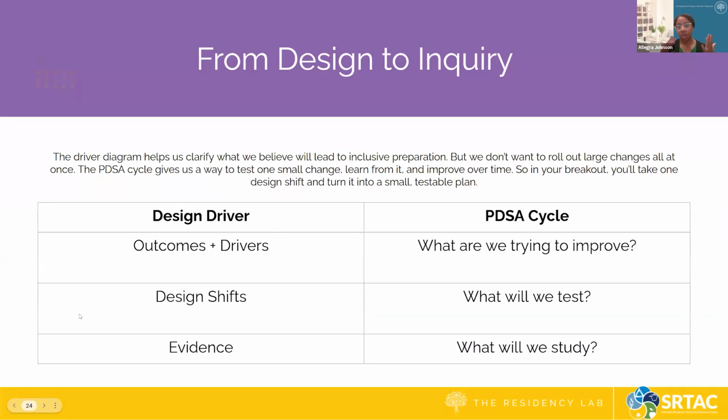And the way that this maps to the conversation that we have just been having is, if you think about the outcomes and the drivers that you want to focus your program design around, this attaches to the plan phase of the PDSA cycle. What is it that we're trying to improve? The specific brainstorm around design shifts will turn into the things that you want to practice and test. And then the markers of success that you hope to see initially turn into what you will study as you are going through this process and this practice.